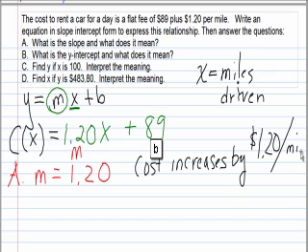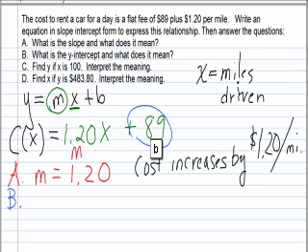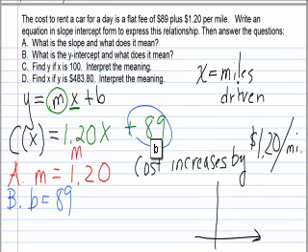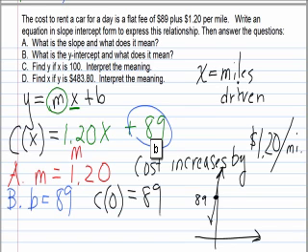Part B, what's the y-intercept? Well, remember in this form, the y-intercept is that value out here. Our b value is 89. Now remember where that y-intercept is. If I take a quick sketch of this graph, this would be at 89, and it'd be going up some. Cost is going up. 89 is where we start with 0 miles. C of 0 would come out to be 89. If I put a 0 in for this x, I would get 89.